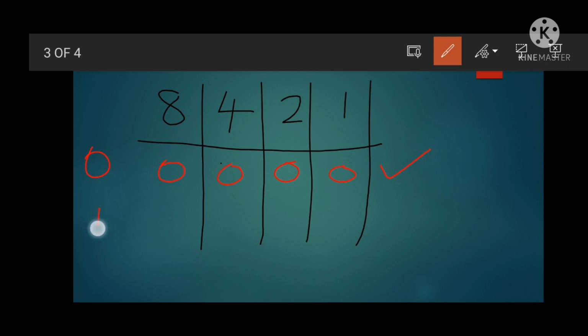Going to the next one, 1. How do we convert this to the binary format? Now, where do you see 1 in this pattern? So, we have 1 over here. So, I'll just make this as 1. And the rest of the things will be 0 0 and 0. So what's the binary format of the decimal number 1? It's 0 0 0 1. I hope you're understanding it.